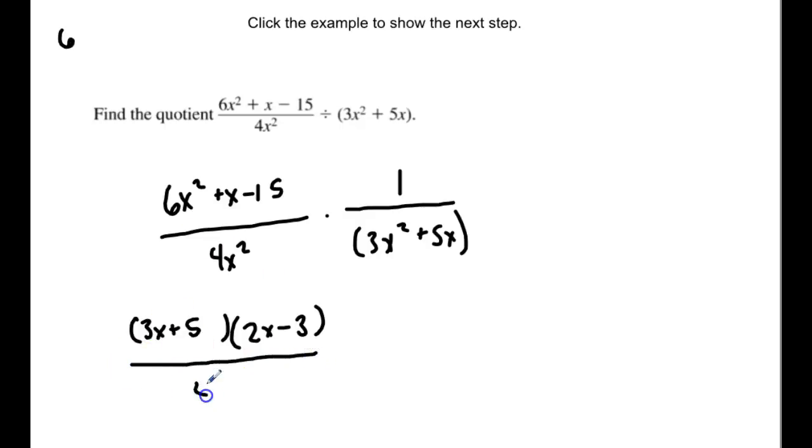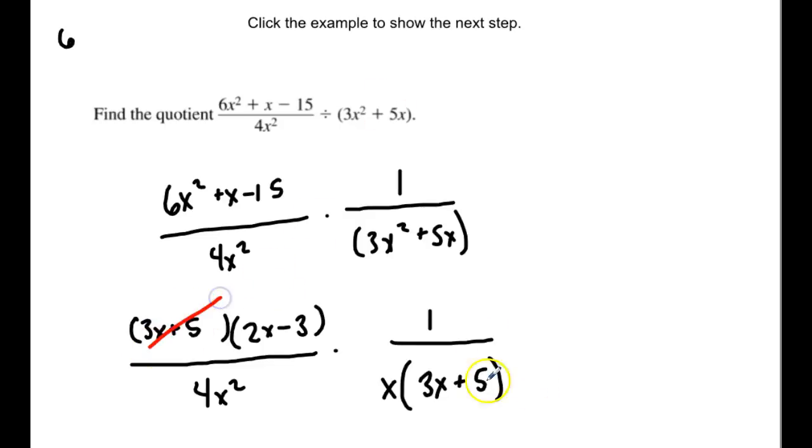So we're going to have that divided by 4x squared times, and my numerator is 1, so I see that both of these pieces have an x in them, so I can factor out that x, times 3x plus 5. So now I'm going to go ahead and simplify. I see a 3x plus 5 and a 3x plus 5. And then I can continue and simplify what I have.